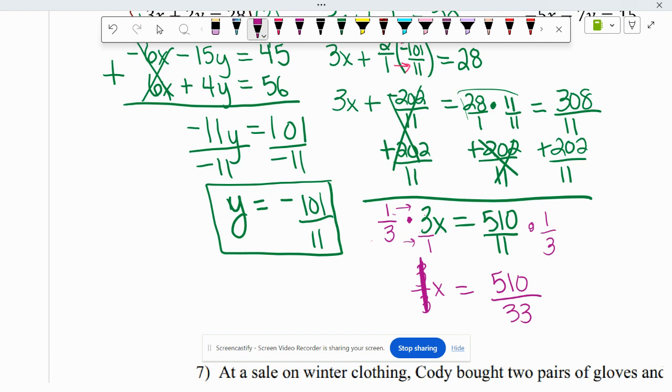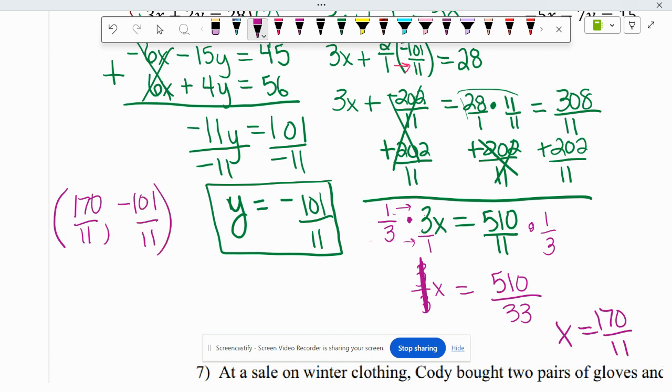And let's see if we can simplify that fraction. So just do 510 divided by 33, and then hit the math button to get a fraction. 170 over 11. Good job. X equals 170 over 11. So my ordered pair is 170 over 11 and negative 101 over 11.